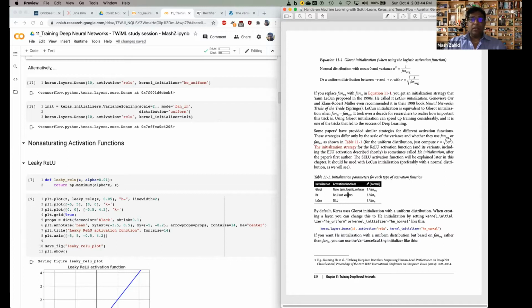Those factor in the choice of the activation function. This one little table here, table 11-1, gives you a sense: if you're going to do different types of ReLU activations, then you should probably consider He initialization. But if you're going to do tanh or logistic or softmax activation functions, you should probably initialize with the Glorot initialization method.